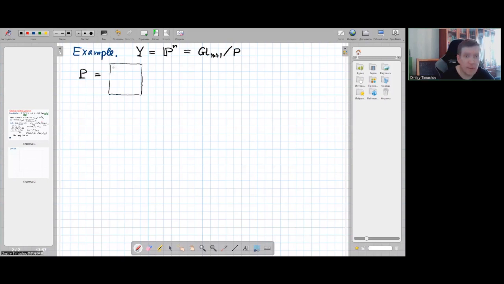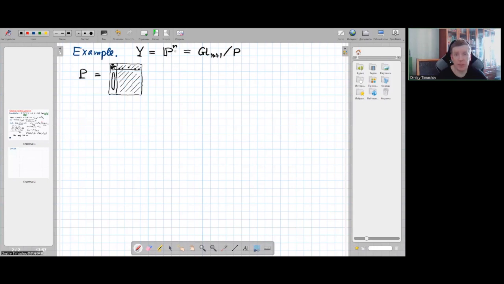You have something non-zero in the upper left corner, something non-zero here. And you have zeros in the first column, except for its upper entry. And you may have everything here. Well, of course, this should be a non-degenerate matrix, since we are speaking about a group. And everything here.